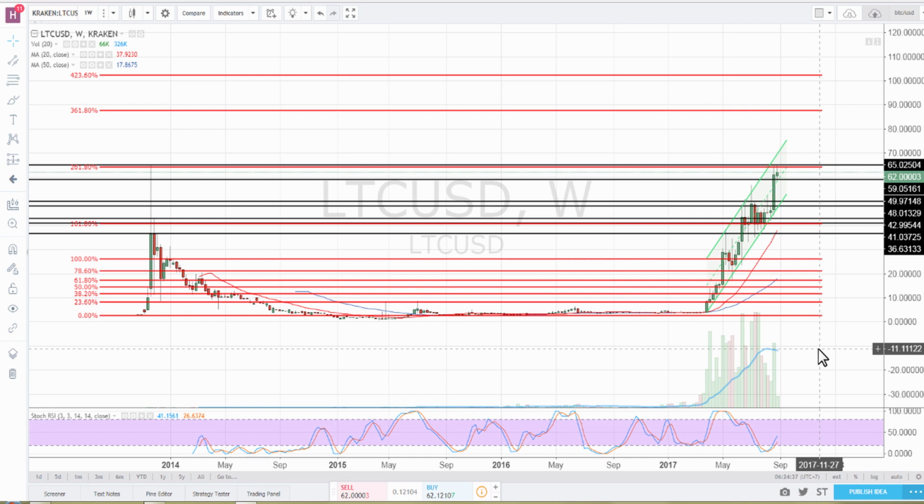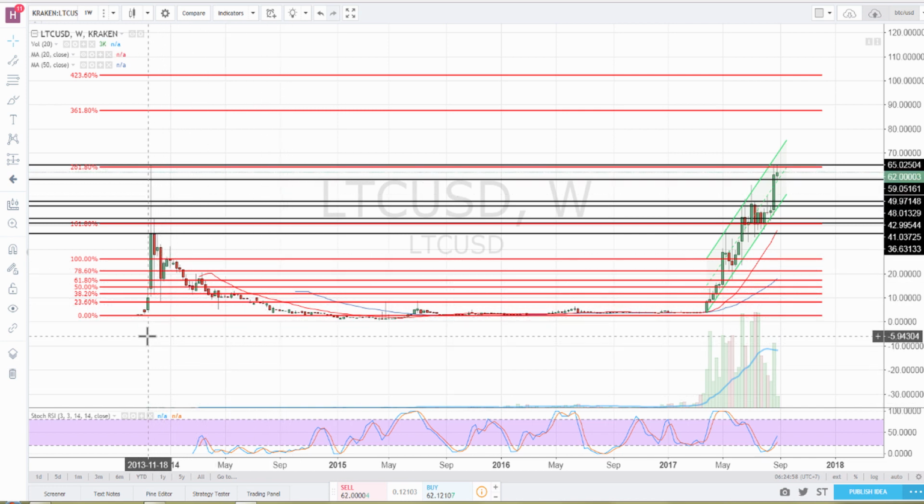So what I have here right now is the chart for Litecoin versus USD. These are the 1 week candles from Kraken. The reason I chose Kraken as an exchange is because it's the one that gives me more data into the past. What you can see here is the previous bubble all the way back to 2013.